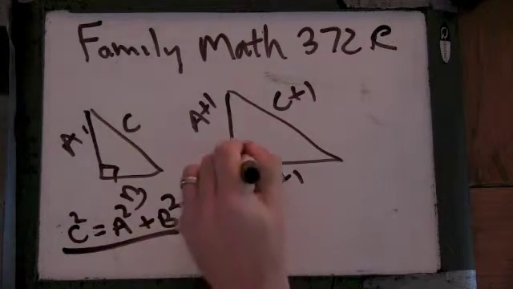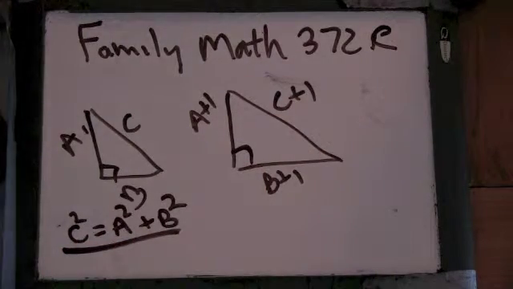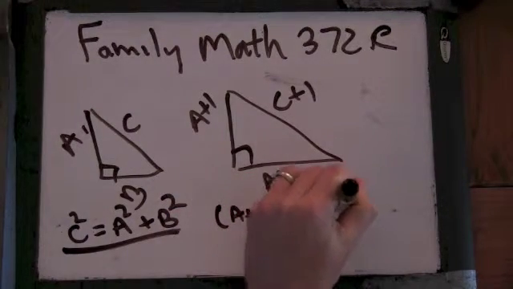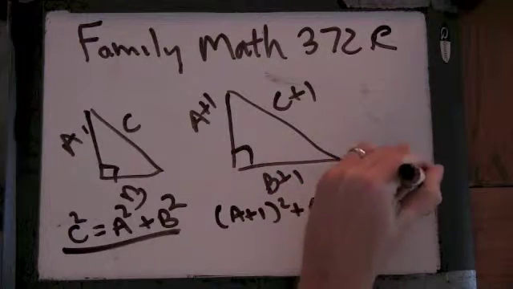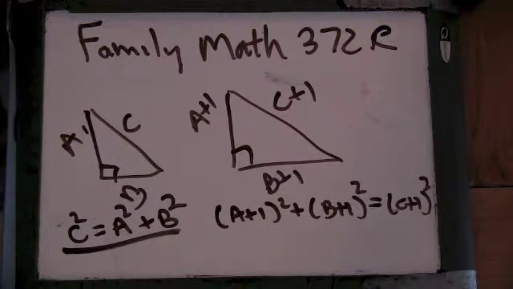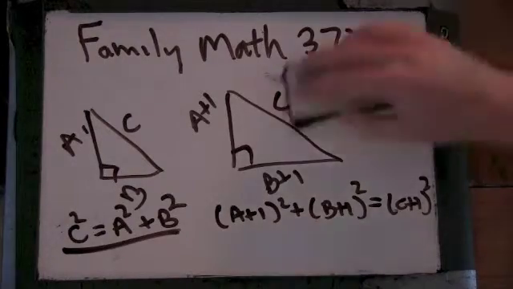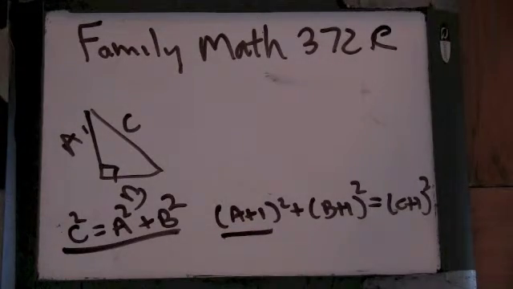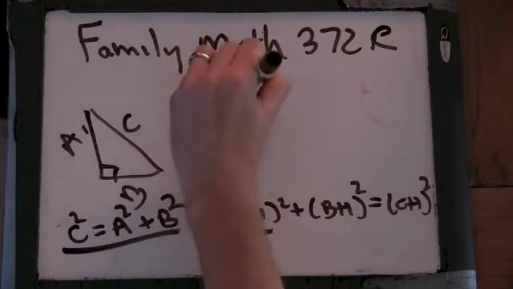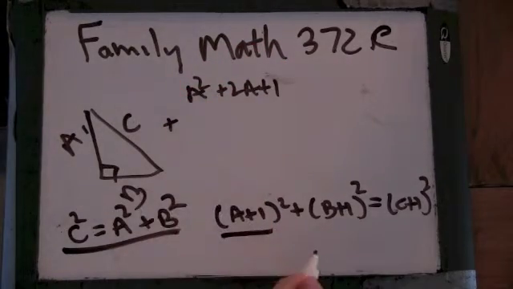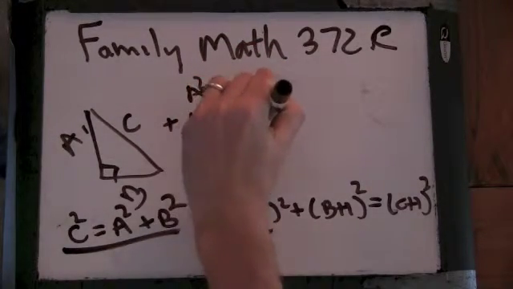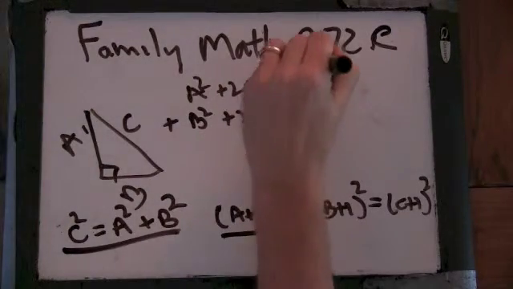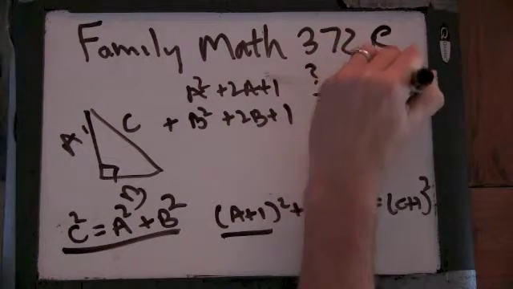What would have to be true over here if this was a right triangle? a plus 1 squared plus b plus 1 squared is c plus 1 squared. Okay, so the question is, could this ever happen? So we can expand this side. It's a squared plus 2a plus 1, plus b squared plus 2b plus 1. And we're wondering, could this ever equal c squared plus 2c plus 1?